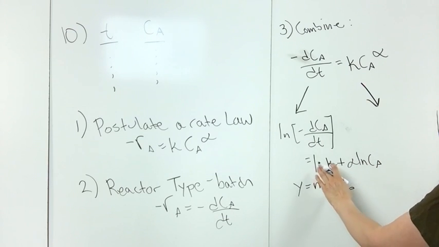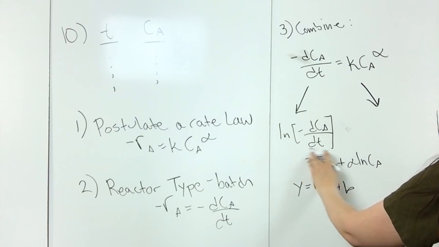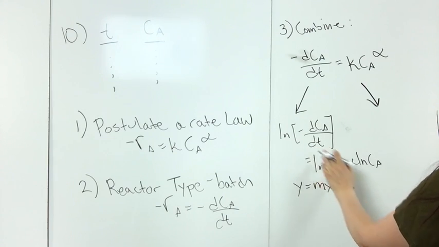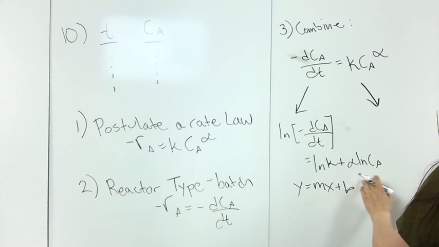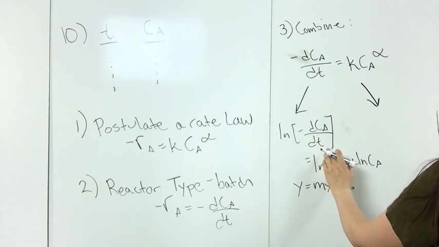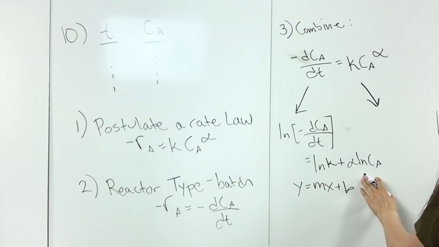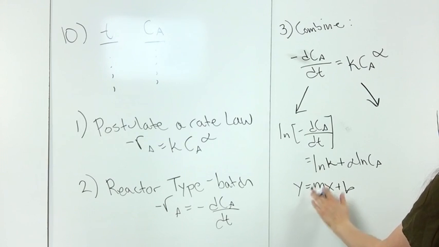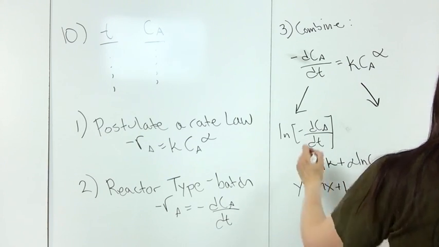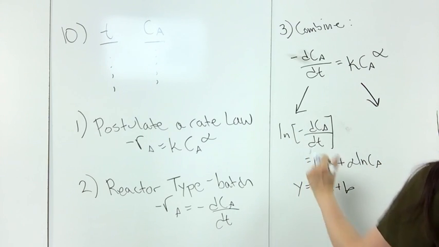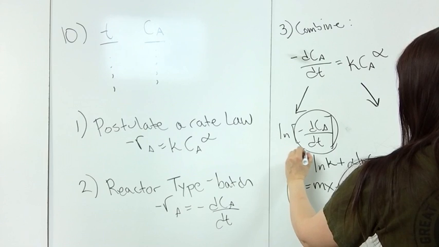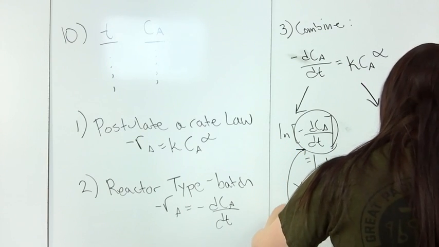So if you get your equation in this form, then you calculate dCA/dt, and then you plot the natural log of dCA/dt versus the natural log of Ca, and then you do a linear regression to get this line, and then you should be able to calculate K and alpha. If you go this route, the big part of this problem is calculating dCA/dt. And you can do that with a few different methods.